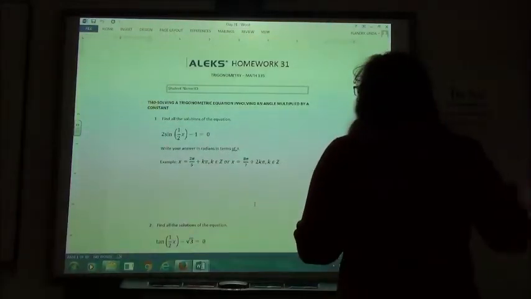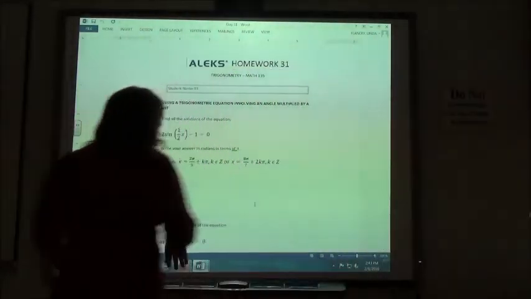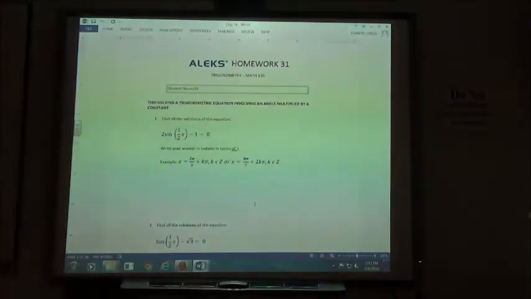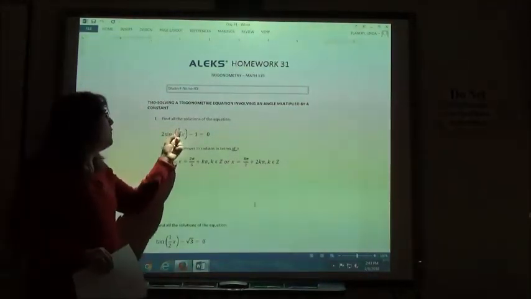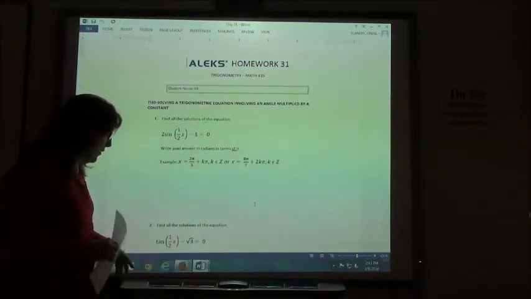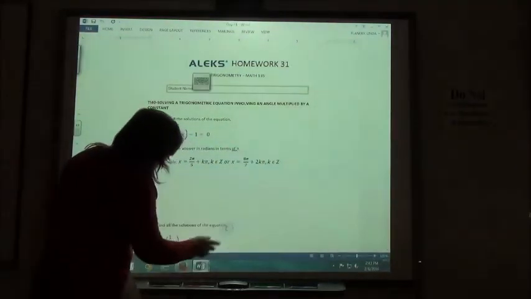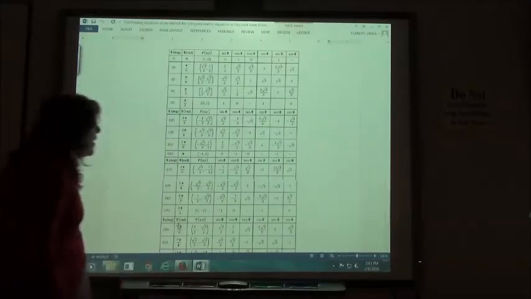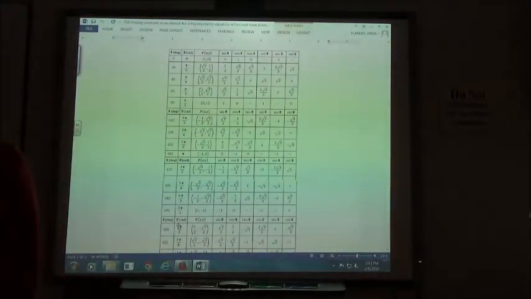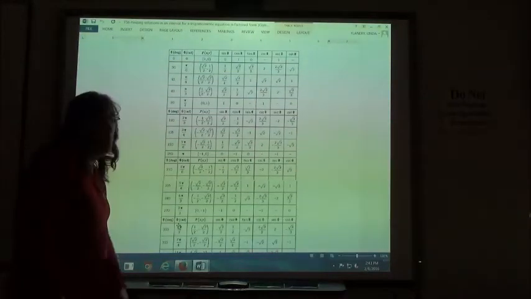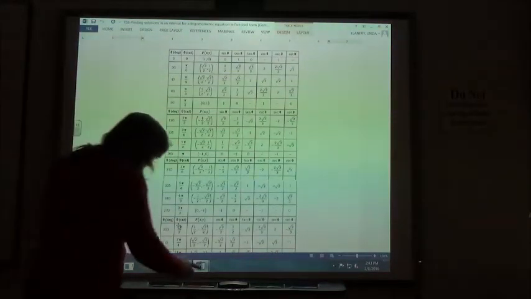Okay, homework 31. We are solving trigonometric equations involving an angle multiplied by a constant. So we have something like 2 sine of 1/2 x equals -1. Again, you are going to want to have your tables handy so that you can look up your values as you go. So make sure you have that table. You'll need that a lot.